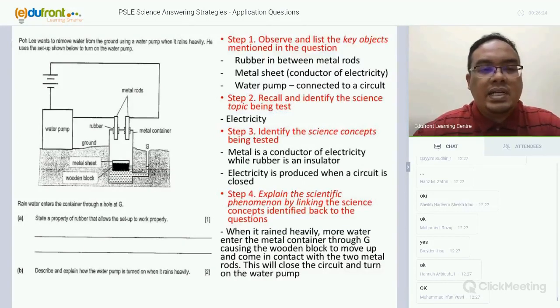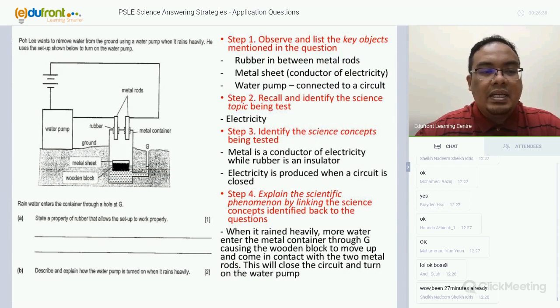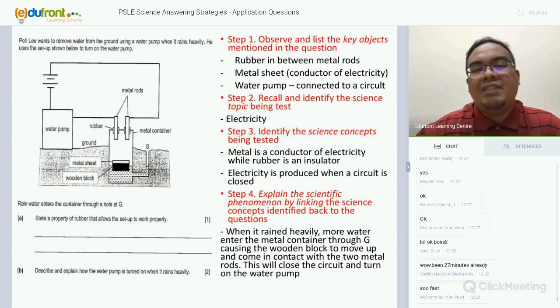All right, let's take a look at this question. This was last year's PSLE question. Let's read this together. Polly wants to remove water from the ground using a water pump when it rains heavily. He used the setup shown below to turn on the water pump. Part A, they ask you for a property of rubber that allows the setup to work properly. Number 2, describe and explain how the water pump is turned on when it rains heavily.